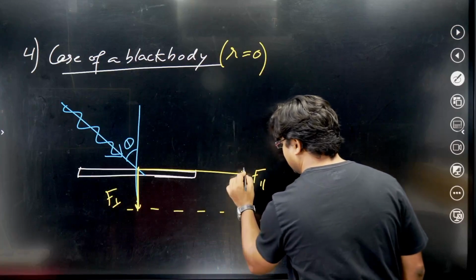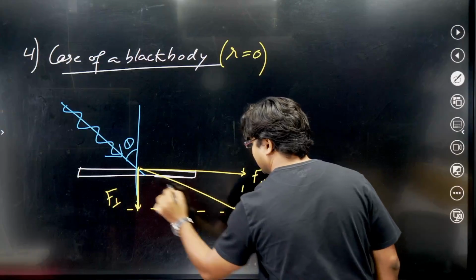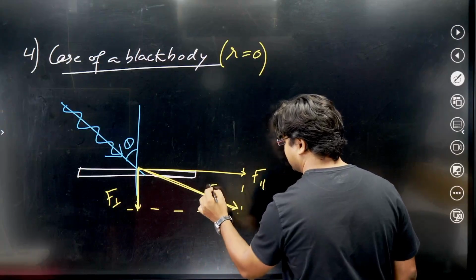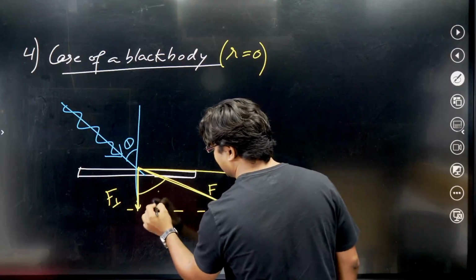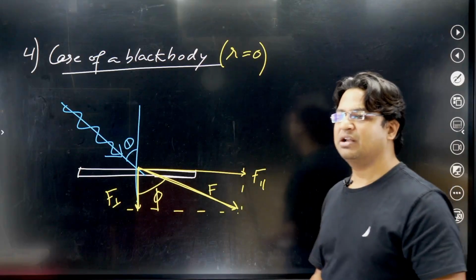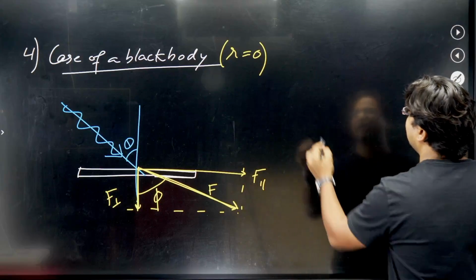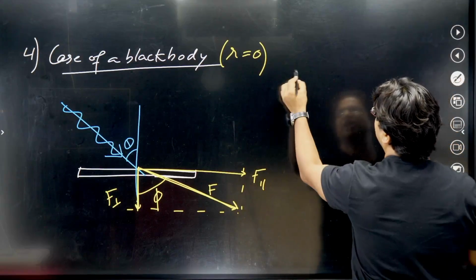So that the resultant force is somewhere like this. Okay, so this is the resultant force. Let this angle be phi. So how will I write F parallel?